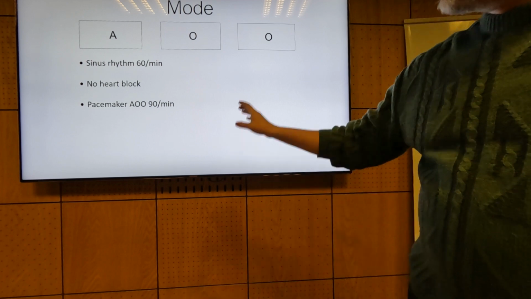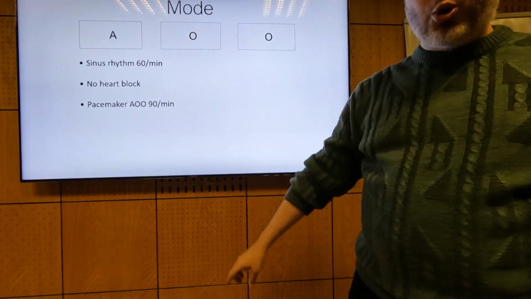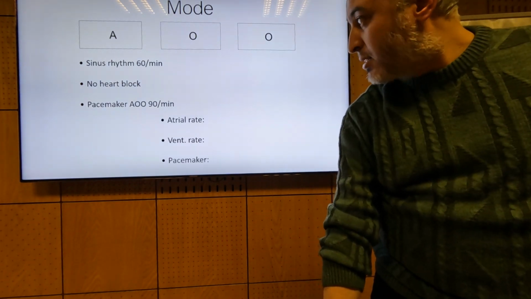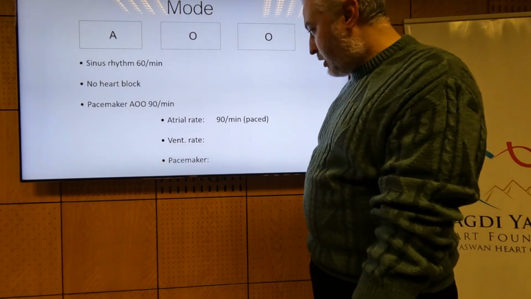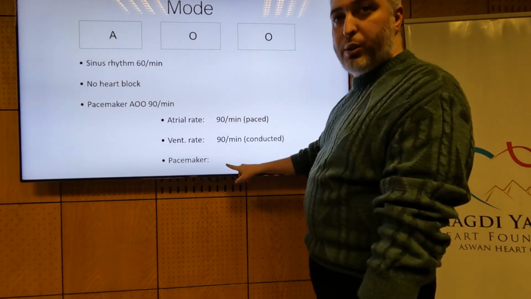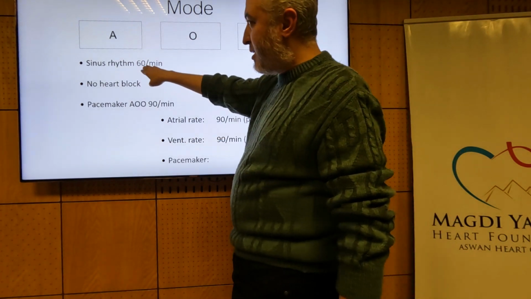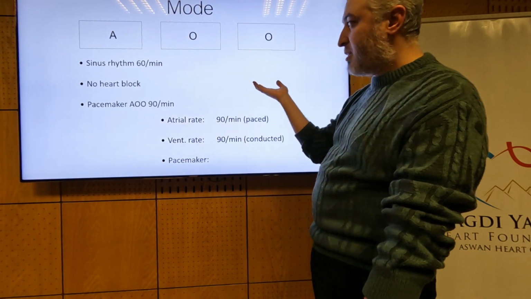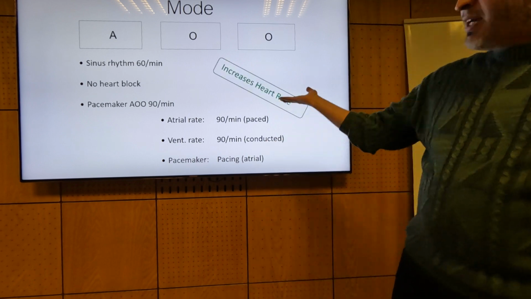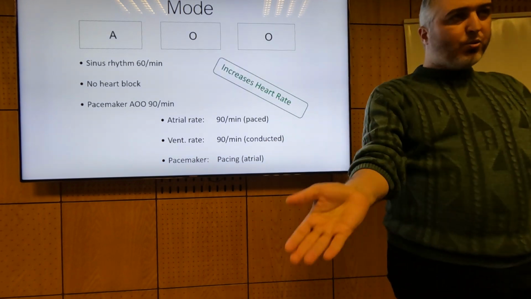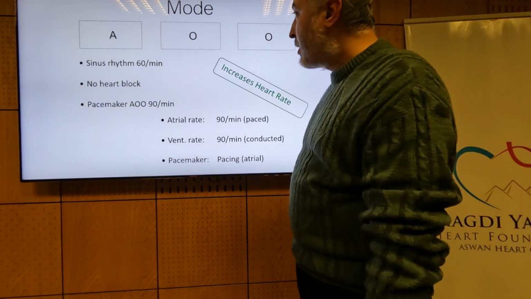So we move quicker, but sinus 60, no heart block, pacemaker 90, AOO. What's the atrial rate? 90. What's the ventricular rate? 90, which is conducted. And what's the pacemaker doing? Pacing, because the sinus rhythm is slower than the pacemaker. So we're now pacing, and this is essentially the same as AAI in this case. You set the pacemaker quicker than the atrial rate, and then it gets the atrial rate faster.